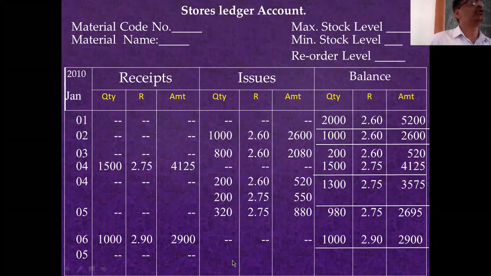You have to issue 1,400. Is it available in the first lot? The first lot is only 980. You first distribute it: 980 at the rate of 2.75. Amount is 2,695. Clear? Then what is the remaining quantity required to issue?